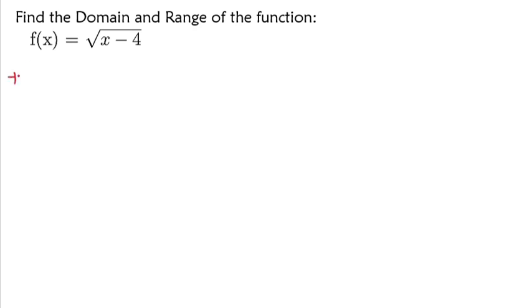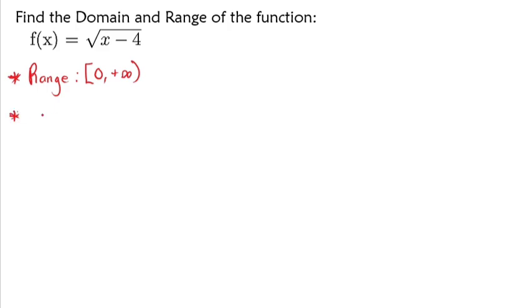So with that said, this means that our range, representing the y, is everything positive, that is 0 inclusive and all the way up to positive infinity, because no negative will come out as a result of this square root.